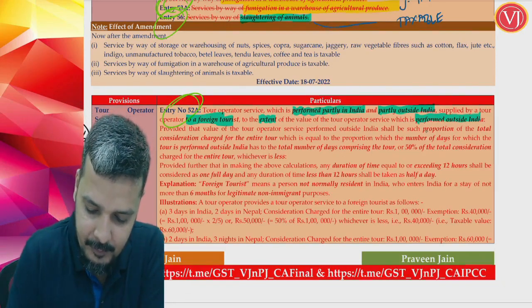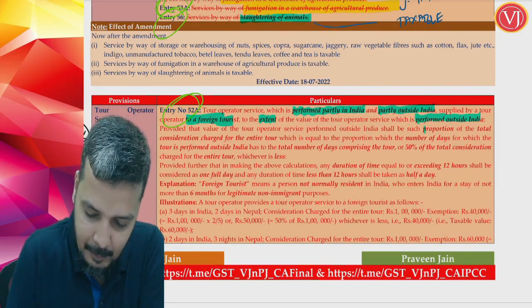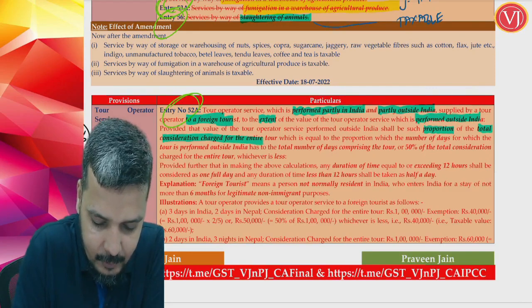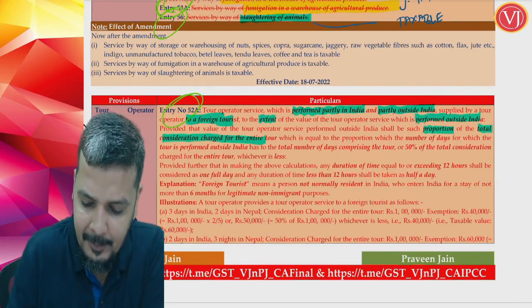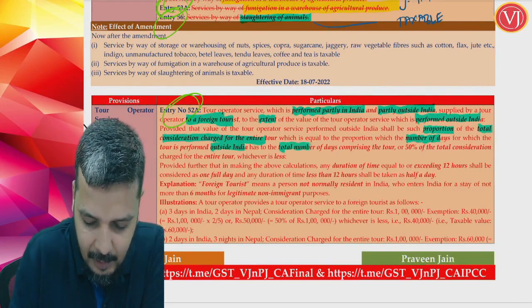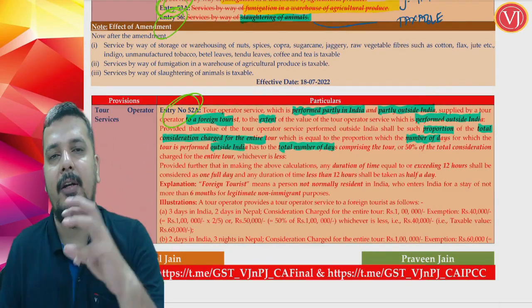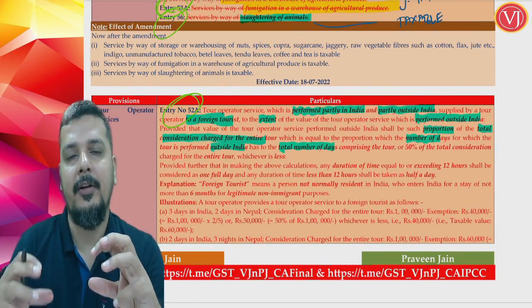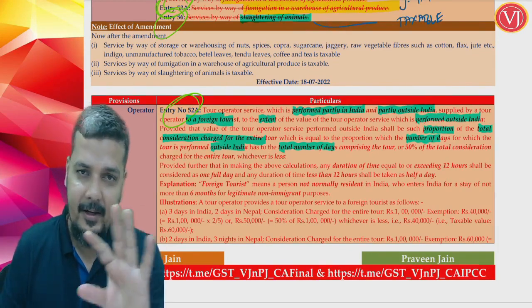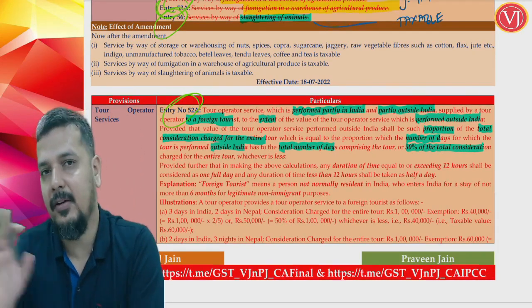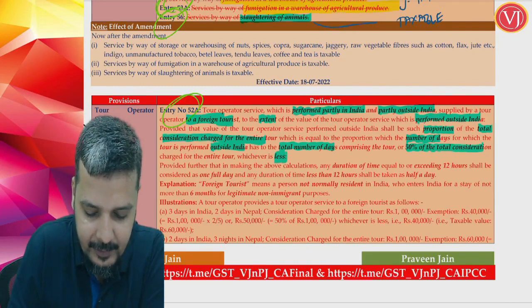Now, what proportion? What value will be exempt? In the proportion of the total consideration charged for the entire tour, multiplied by the number of days outside India, divided by the total number of days. So take the total value, multiplied by the number of days outside India over the total tour days. That is on one side. On the other side, 50% of the total consideration. Whichever is less would be exempt.